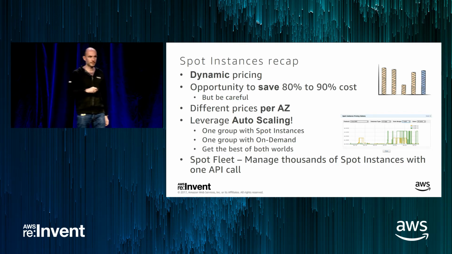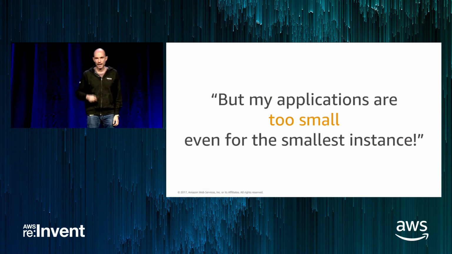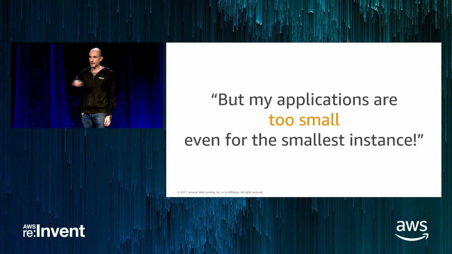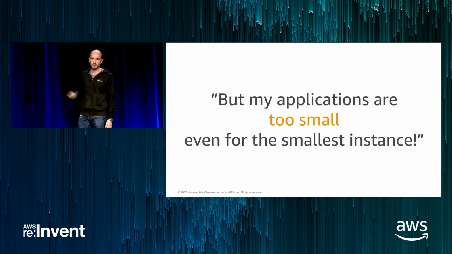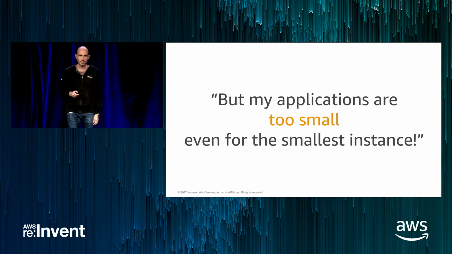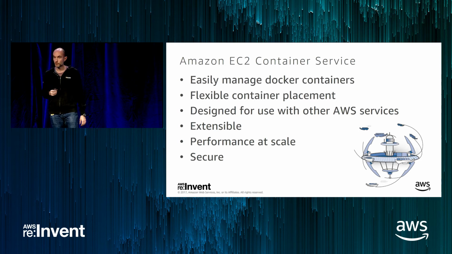Now, some customers say, okay, I get it, Konstantin, but I have applications that are so small, even the smallest AWS instance is still idling a long time because it's just a really simple thing that I'm doing here. And if you're running a lot of small applications and all of them have their own instance, you should be leveraging something like EC2 Container Service and put them into Docker containers.